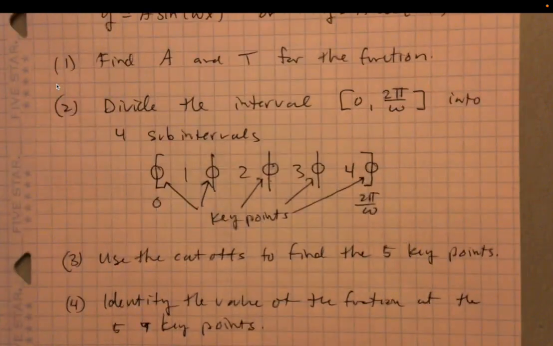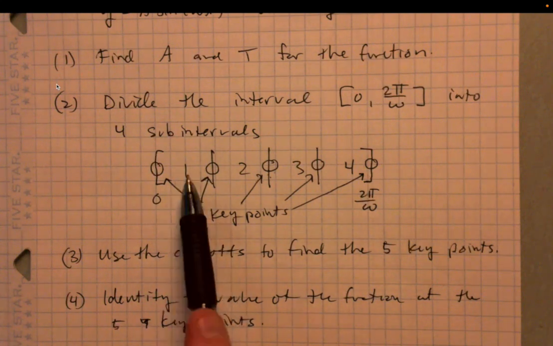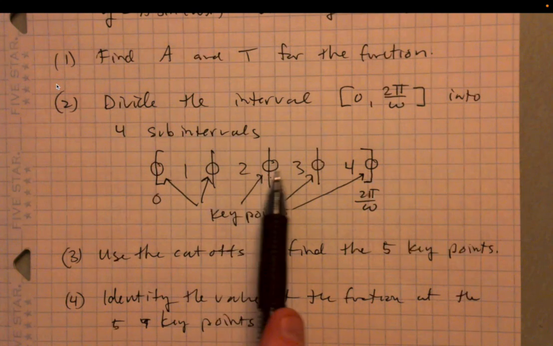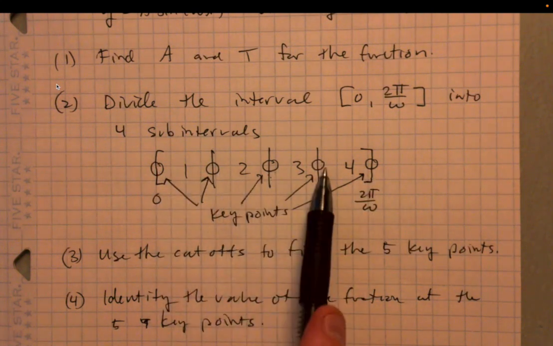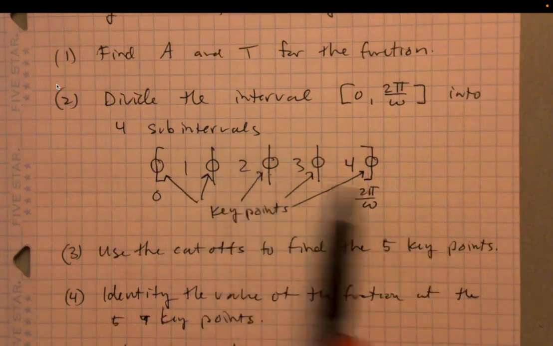So this is the method. First, you start by finding the amplitude and the period. Once you know the period, you know the interval where the graph is doing something unique, and you divide that interval into 4 subintervals. These subintervals are going to define the 5 key points, 1, 2, 3, 4, 5 of them. So you use the cutoffs, step 3, to find those 5 key points.